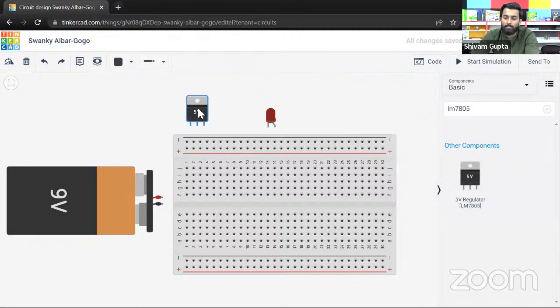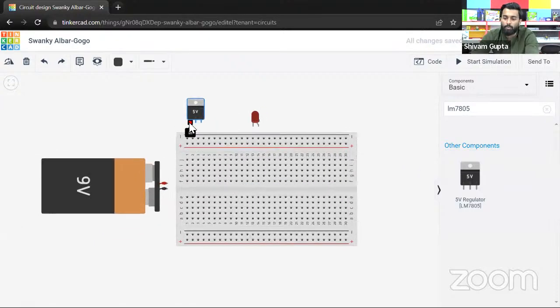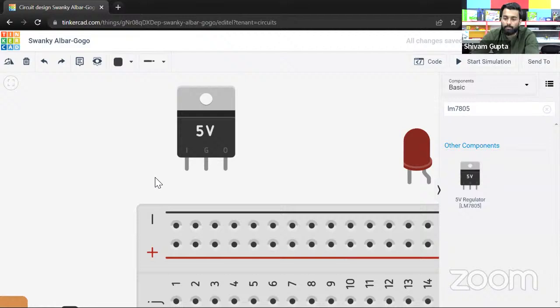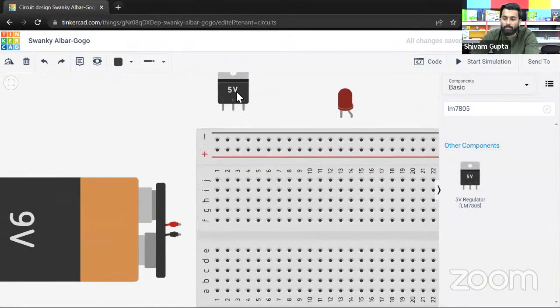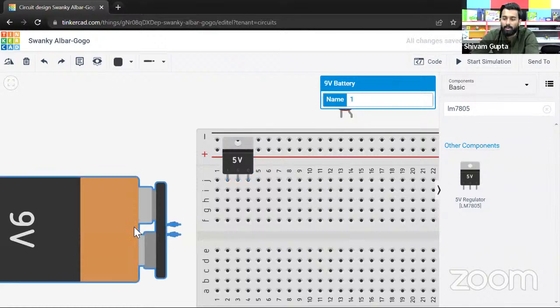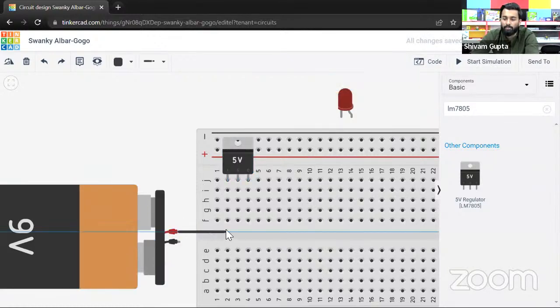Because here we can see that we are having 3 pins, right? So if I just zoom in, so here we can see there is IN, that is input. The second one is ground, and the third one is output. So that means in the input leg, we will be connecting the positive leg, right? We will be connecting the positive terminal in the input pin.